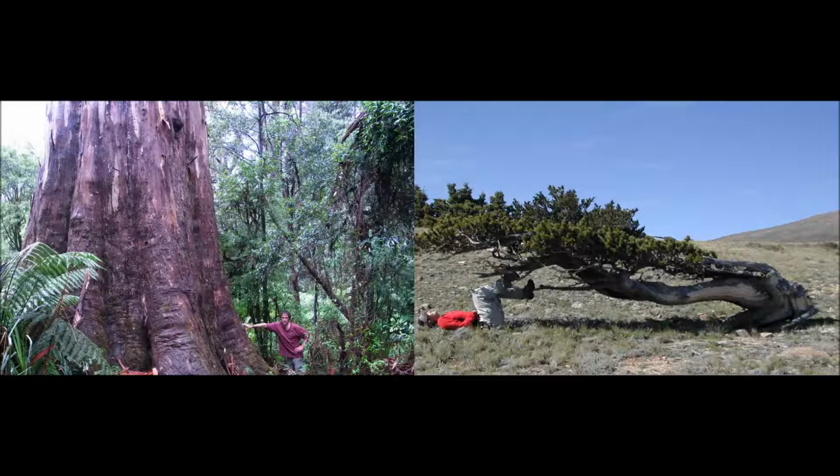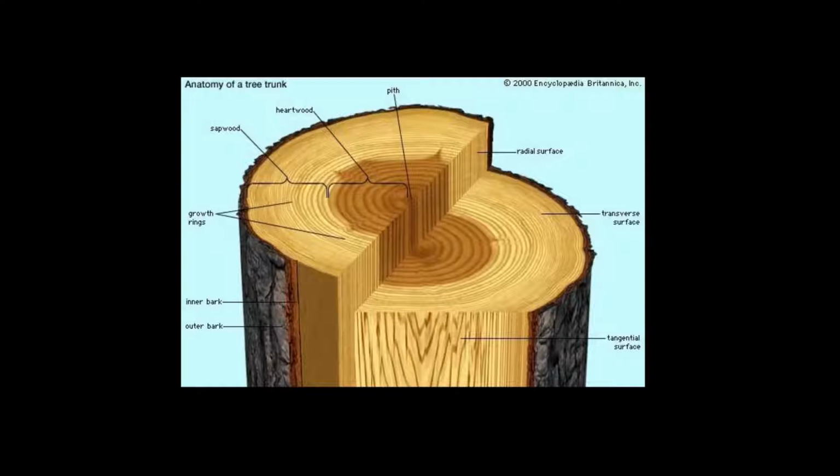Looking at these two temperate trees, what can we say about their ages? Is the gargantuan tree on the left much older than the little tree on the right? As it turns out, from the outside of the tree, we actually have few clues about the ages of these trees. But if we look inside the tree, we see a different story.